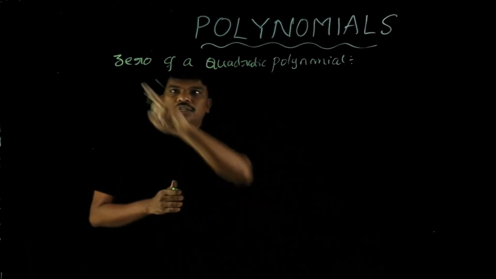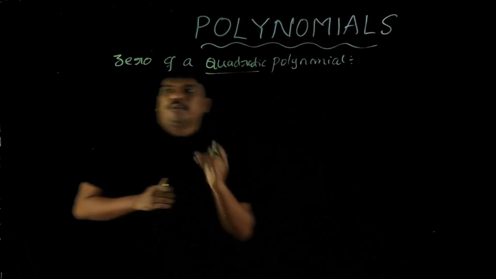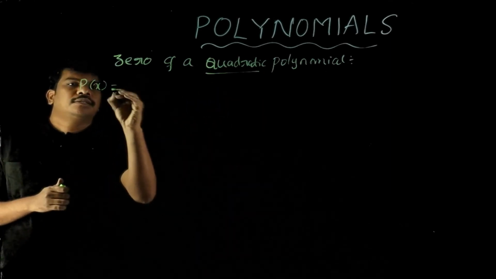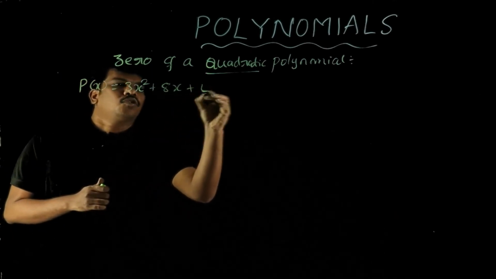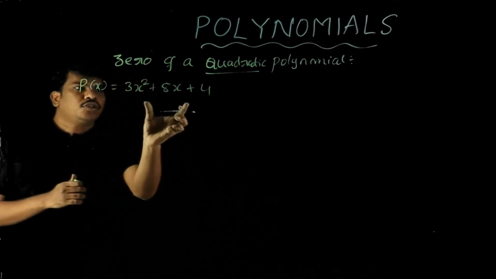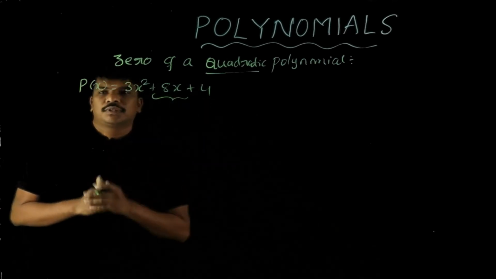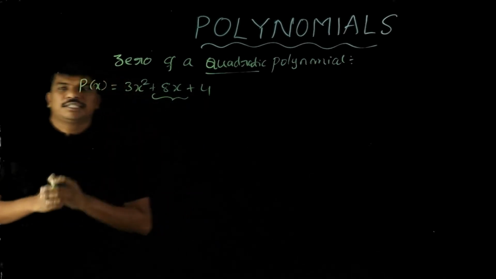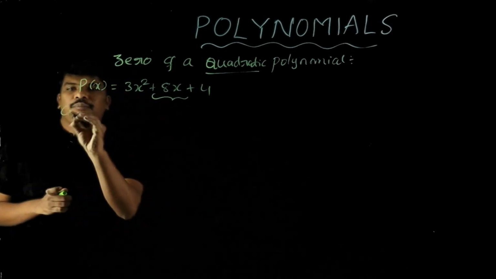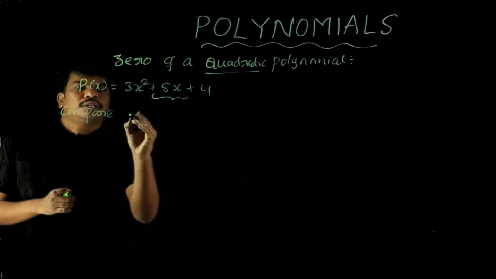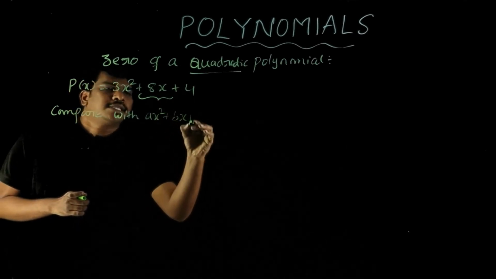Now we are going to find the 0 of a quadratic polynomial. I am going to take a polynomial p of x, 3x square plus 8x plus 4. To find the 0 of a quadratic polynomial, we use the splitting the middle term method. How to use that method means, first we have to compare the given equation with the general form of a quadratic equation, ax square plus bx plus c.